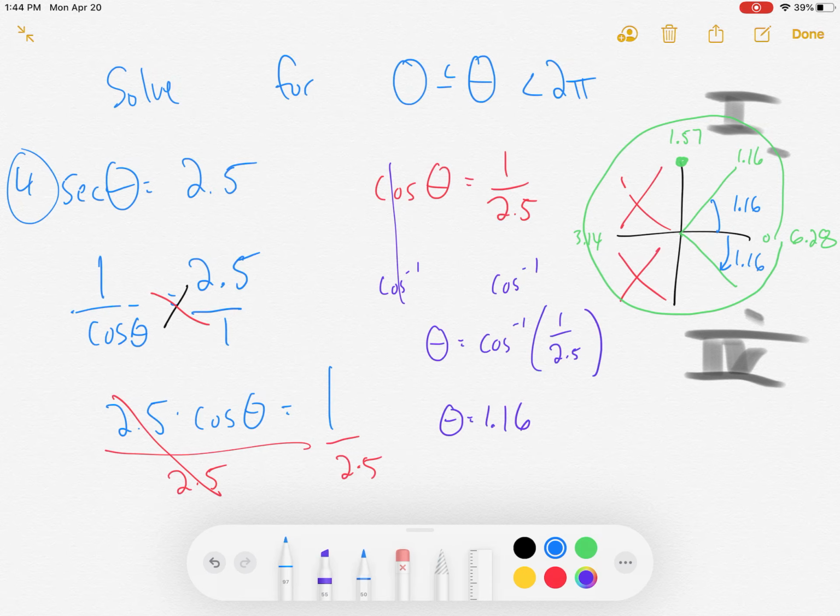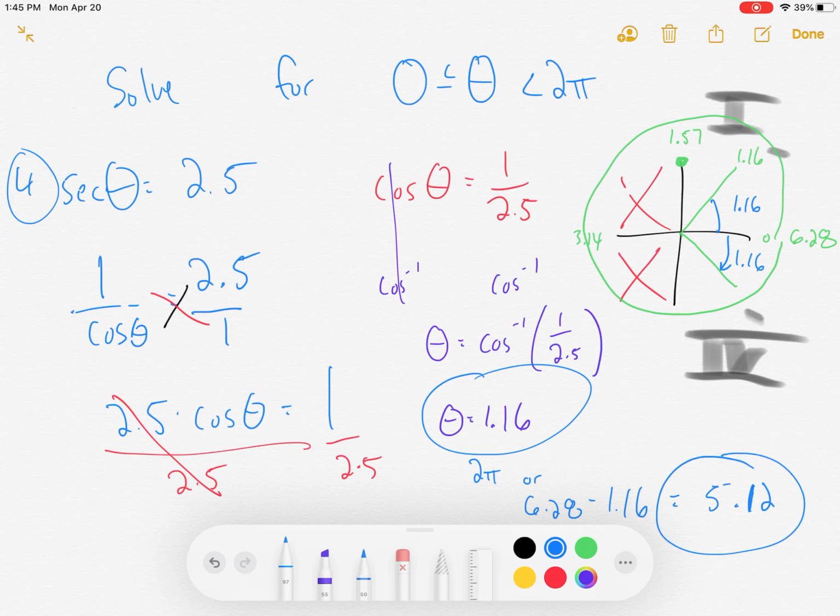So I can also go down whatever my reference angle is, which is 1.16. So what is 2 pi, or 6.28, minus 1.16? Well, type it in your calculator and you would get 5.12. Your two answers here are 1.16 and 5.12.